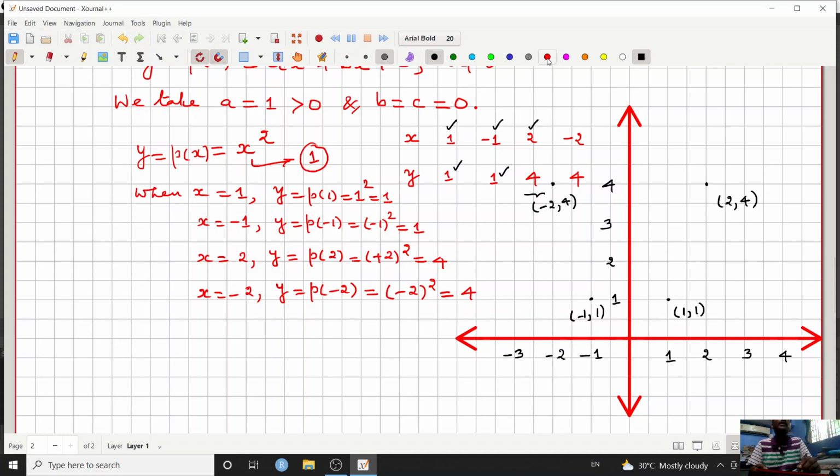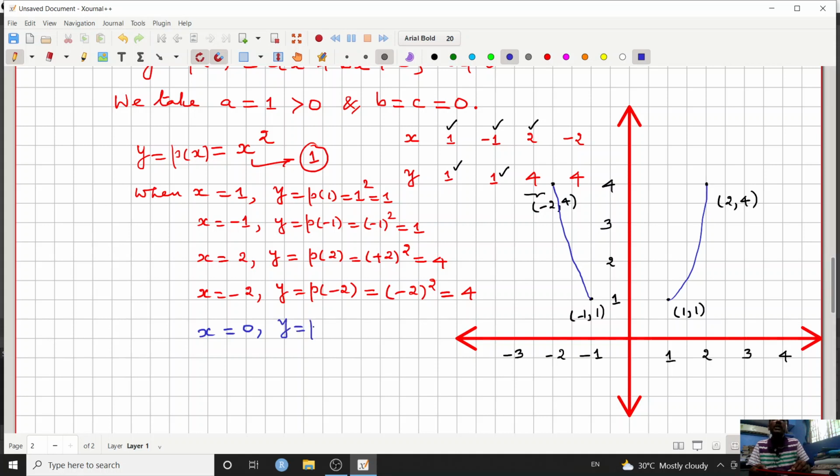Now let us try to draw the graph by connecting the points. So we join these points here. Likewise, we join the points here. Now what will happen? Now let us try. When x is equal to 0, what happens?